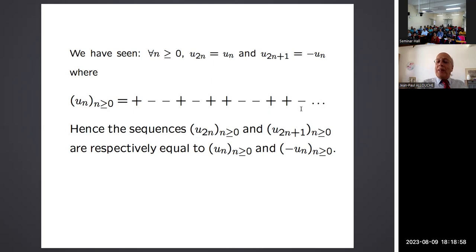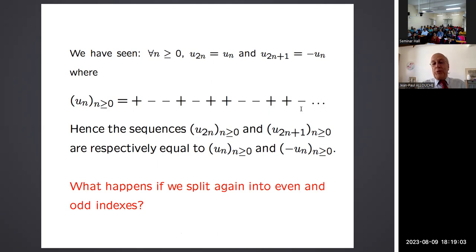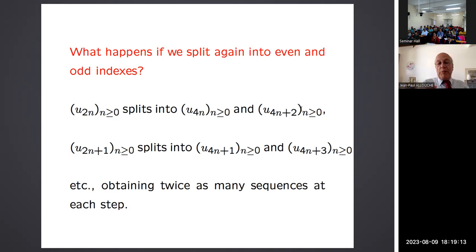We take, for example, the sequence u_2n, which is the sequence u_0, u_2, u_4, u_6, and so on and so forth, and you split it again. So u_2n splits into u_4n, which is the sequence u_0, u_4, u_8, u_12, and so on, and into u_4n+2, which is u_2, u_6, u_10, and so on. And same thing with the odd indexes.